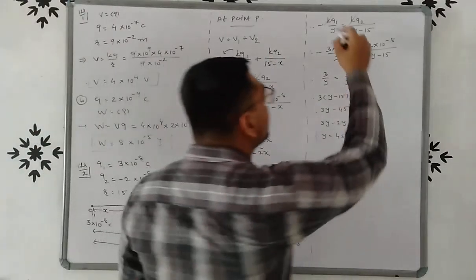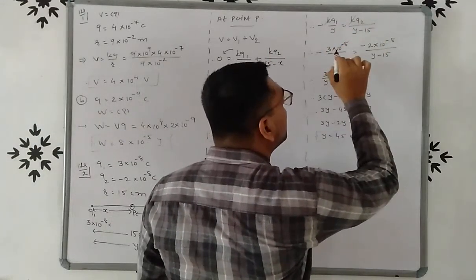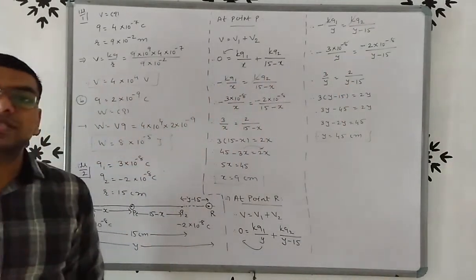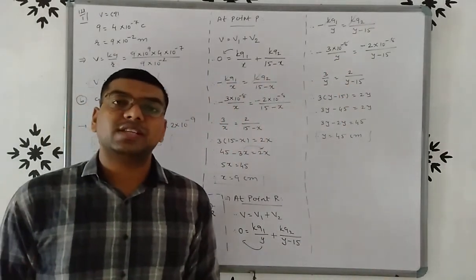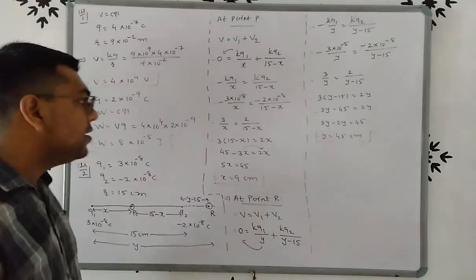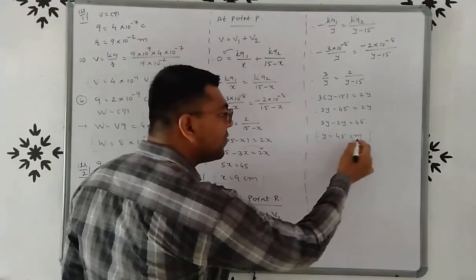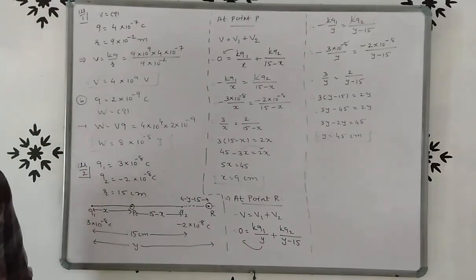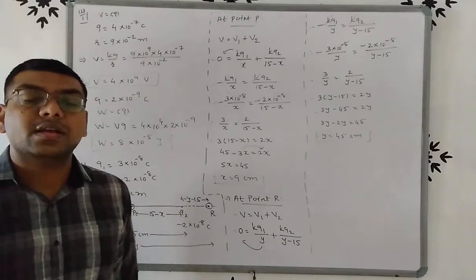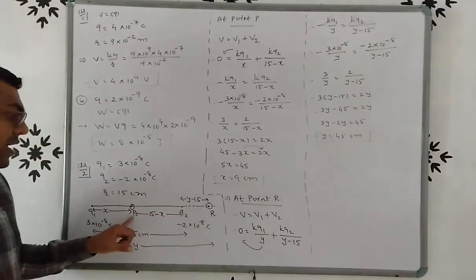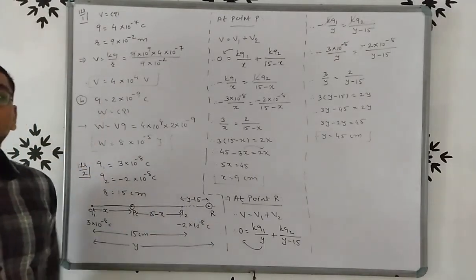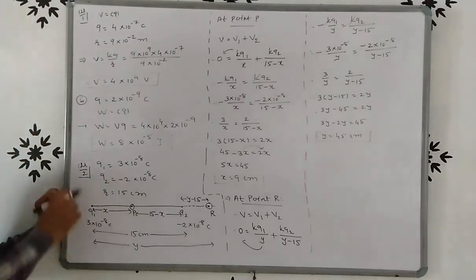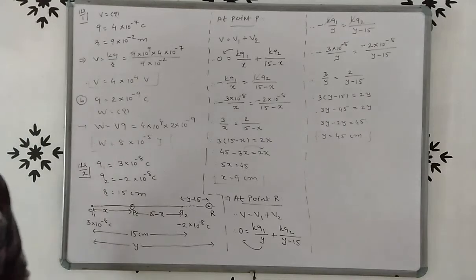Here K cancels. We know the values of Q1 and Q2. Right? So we get Y is equal to 45 centimeter. So the potential should be 0 at a distance of 45 centimeter from charge Q1. Right? So here the potential is 0 at point P and at point R. Right? So this is illustration number 2.